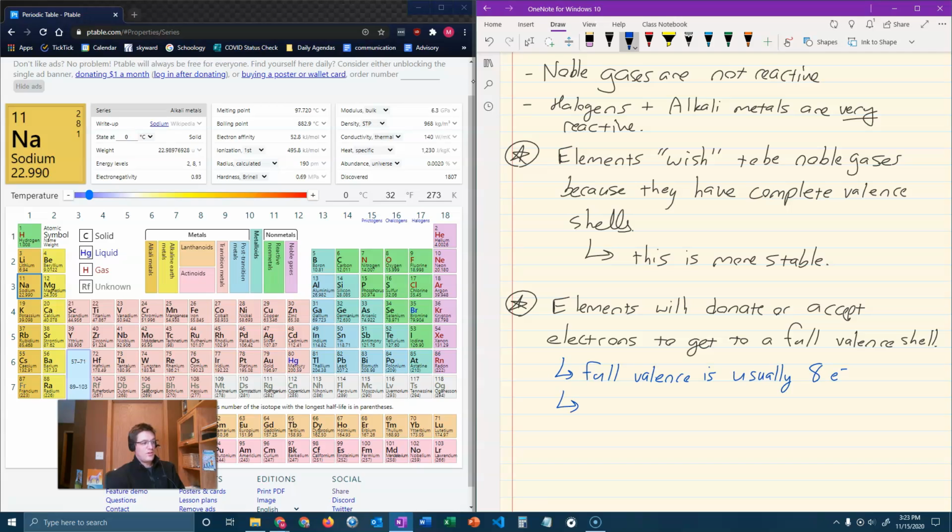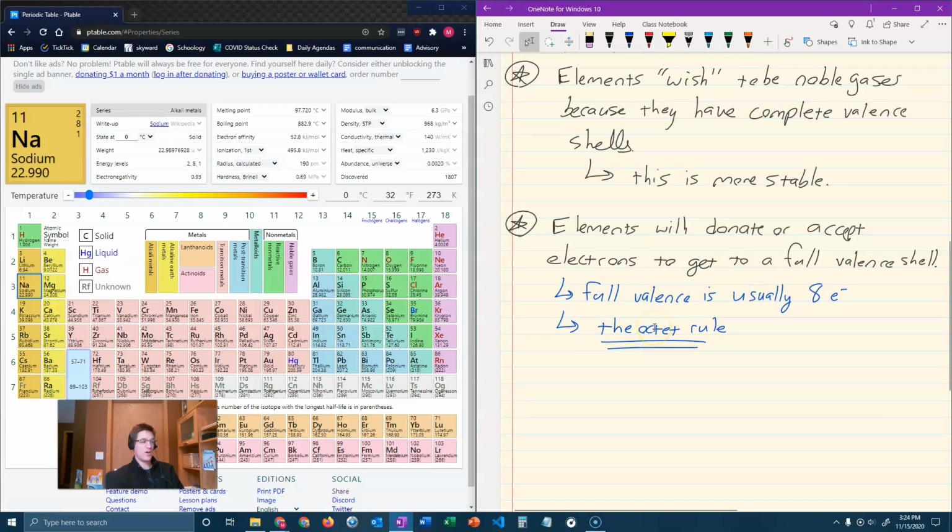And so this fact that elements will donate or accept electrons to get a full valence shell is called the octet rule. And of course that prefix oct means 8. Octopus, 8 tentacles. Octagon, 8 sides. Octet rule, 8 electrons.